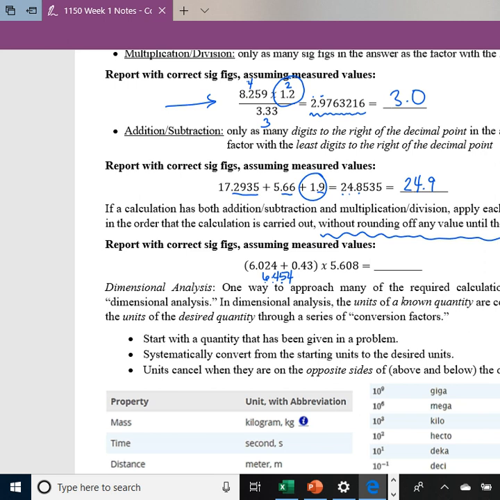So I'll multiply 5.608 by 6.454, and when I do that, I'll get 36.194. So this second factor in the multiplication has 4 sig figs, but this first one only had 3. So that one will dictate that my answer can only have 3 sig figs, so that will be 36.2. That's our answer.